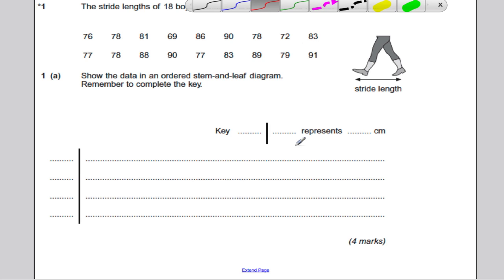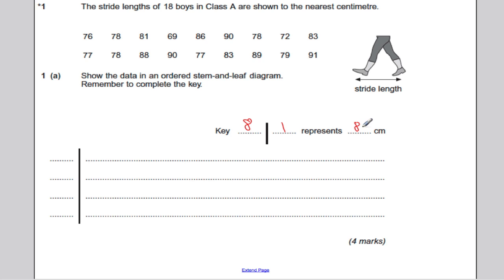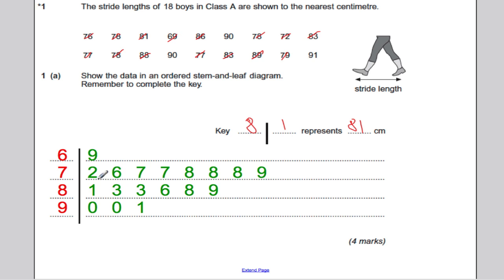So for 1 mark we're going to write down the key as 8|1 represents 81 centimetres, and we have to build up our stem and leaf diagram. So I can see I'm going to need 6, 7, 8 and 9, and I'm going to cross them off as we go. I can see the lowest value is 69, so I'll put a 9 here, and the next value on our ordered stem and leaf diagram is going to be 72. If you're not sure how to do that, do check out my video and you'll end up with something like this.